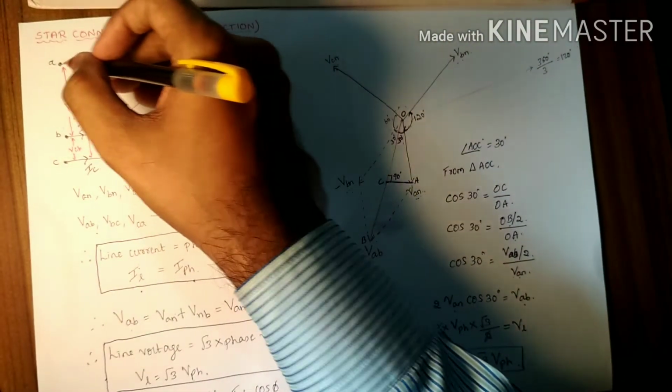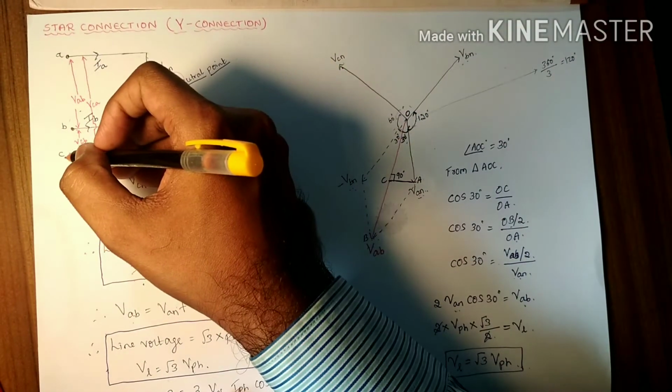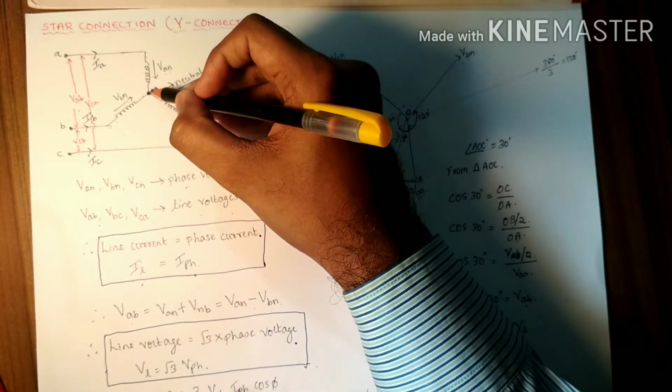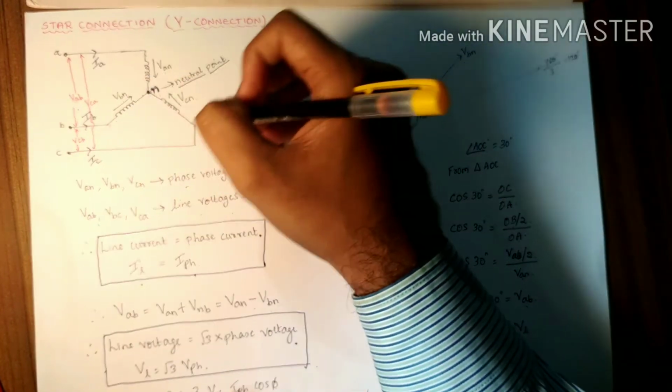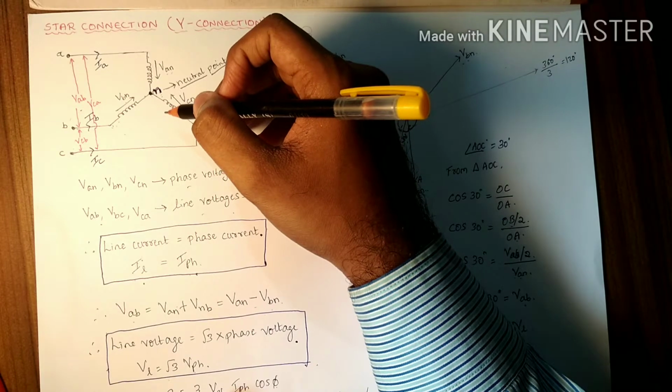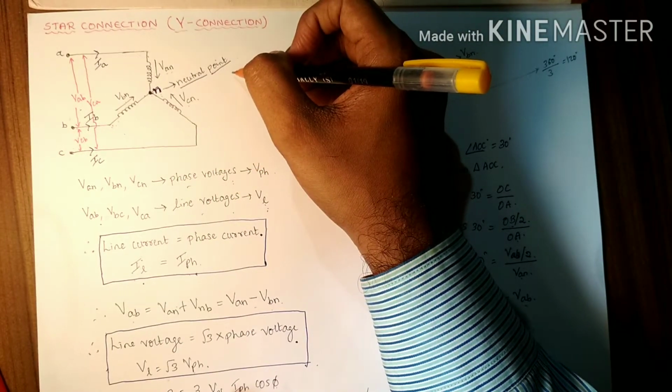So this is one more end which is free, this is the second end which is free, and this is the third end which is also free. So one end is connected to a common point and other ends being free. So this is nothing but star connection. So the point N is also called as neutral point.